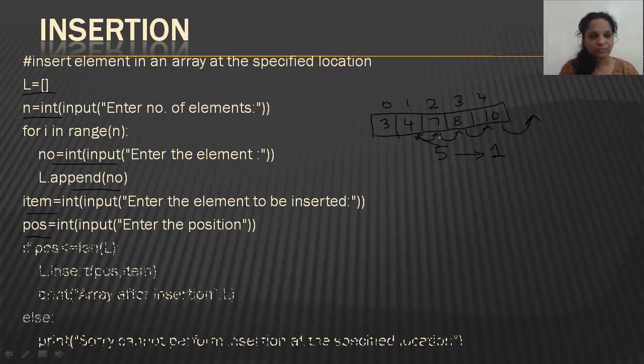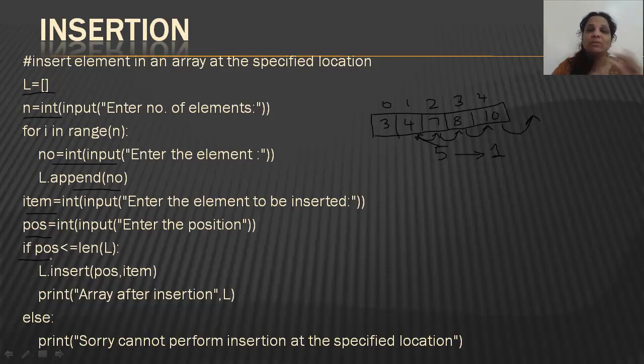Clear? Okay, so now I wrote: if position is less than or equal to the length. That means you have given me a position which is a part of your so-called array. Only then am I going to do insertion. Now in this array, what are the locations? 0, 1, 2, 3, 4. And if the user says they want to insert 5 at location 10, location 10 is not a part of the given array, right? So I'm not going to be inserting. I would say, sorry, cannot perform insertion at this location.